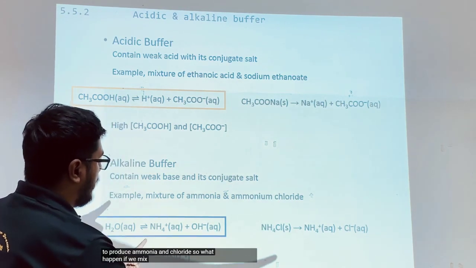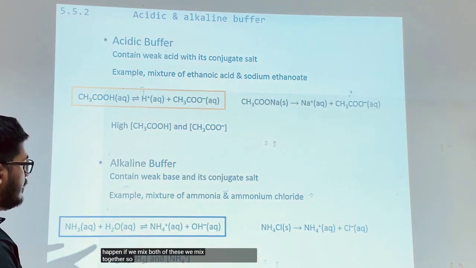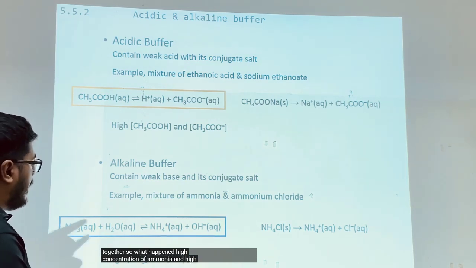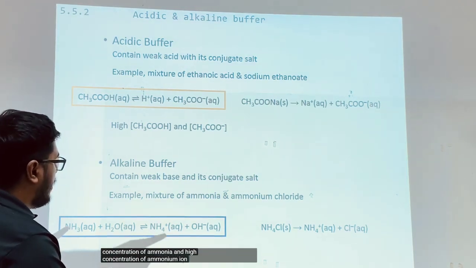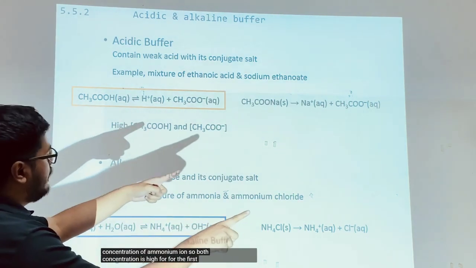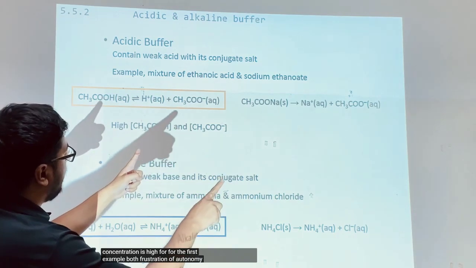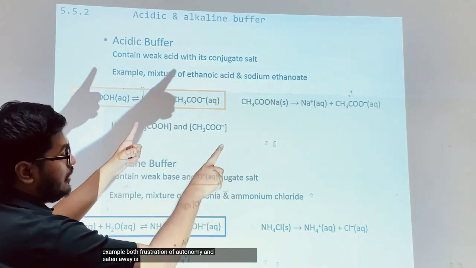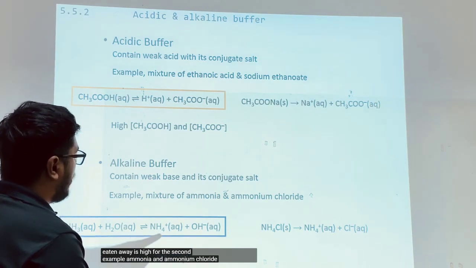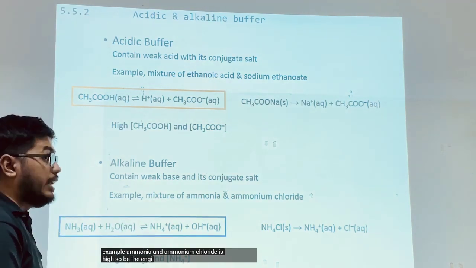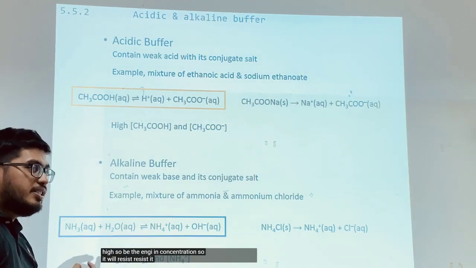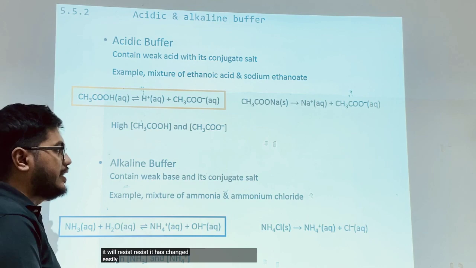So what happens if we mix both of these together? High concentration of ammonia and high concentration of ammonium ion. So both concentrations are high. For the first example, both concentrations of ethanoic acid and ethanoate are high. For the second example, ammonia and ammonium chloride are high. So bila tinggi in concentration, so it will resist pH change easily.